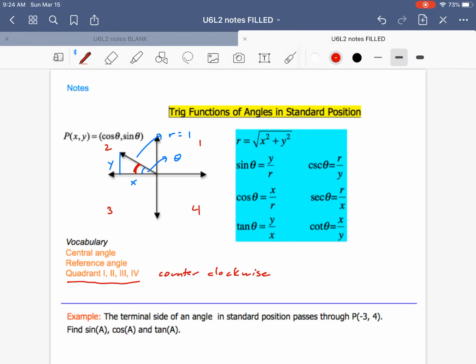The reference angle, that's just this. So this is a ref angle. And again, what that means, reference angle, is it's the angle that connects the terminal side, wherever you end, which is right here, to the x-axis. It's a smaller angle. Central angle is right here. So it's the angle touching the origin. Okay?